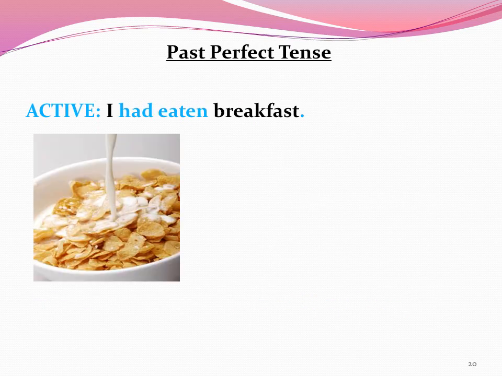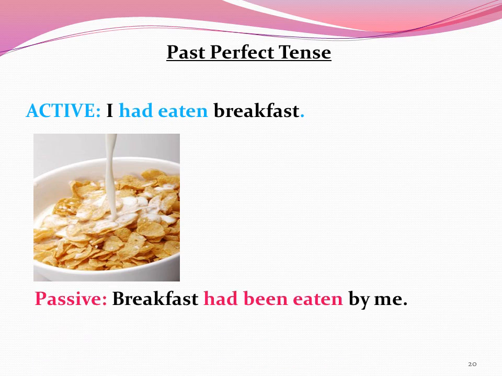Now for the past perfect tense, I had eaten my breakfast or I had eaten breakfast. Let's see how it will change. Breakfast, the object, at the beginning, had eaten, the past perfect tense. We said in perfect tense, whether past or present, we have to add been. So had been eaten. Why isn't had changed? Since the past tense doesn't care for the number of the object or subject. It is the same for both.